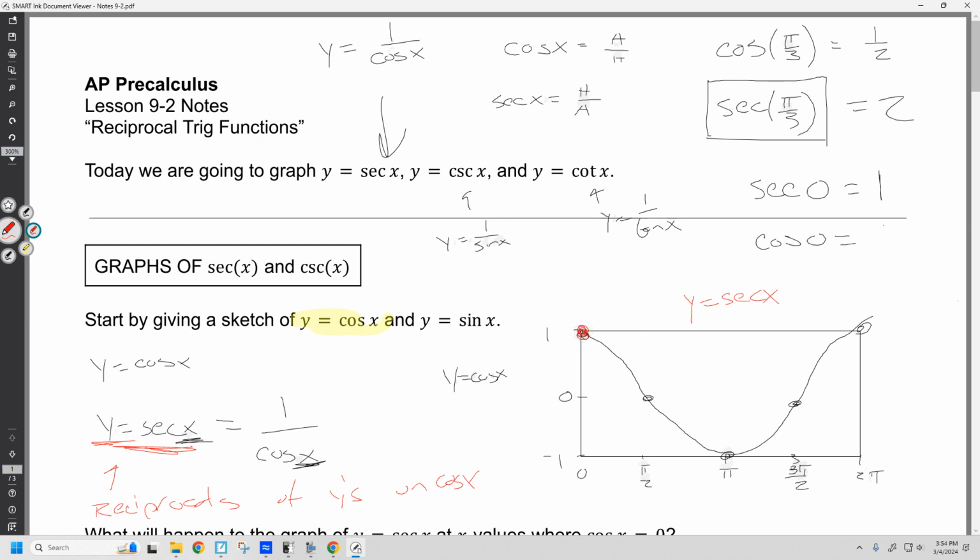Here's a point right here that is like the cosine of pi over 3. The cosine of pi over 3 is a half.